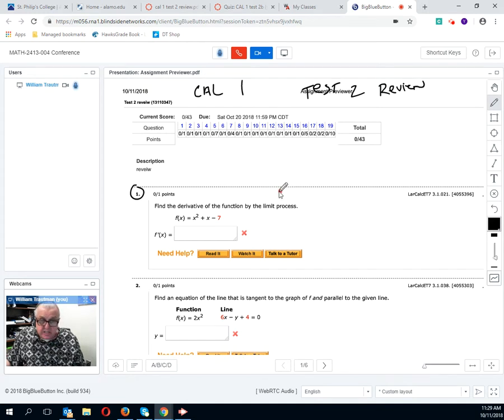You have to put x plus the change of x in there, then subtract the function with just x in it, all divided by the change of x. So make sure you know how to do that and show your work. You definitely have to show your work.